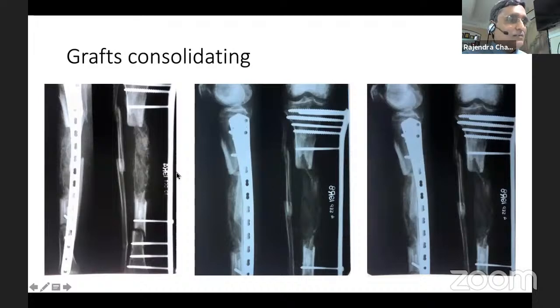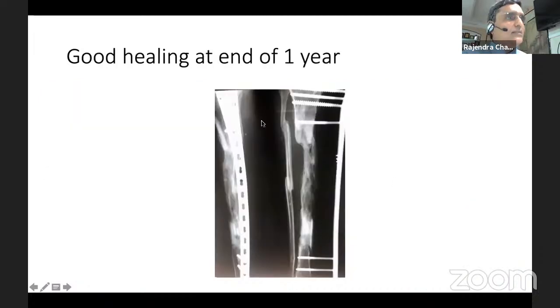These are the follow-up X-rays of the graft consolidating. Though this appeared more dense, on clinical examination inside the theater, there was punctate bleeding. The paprika sign was positive here, so I did not do phase 2 problems of the proximal truncated bone junction, and at the end of around 1 year, this patient healed completely.